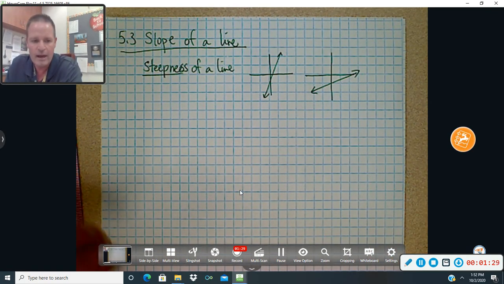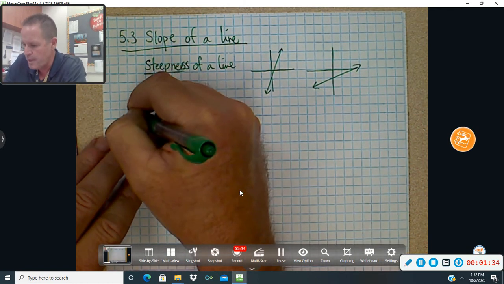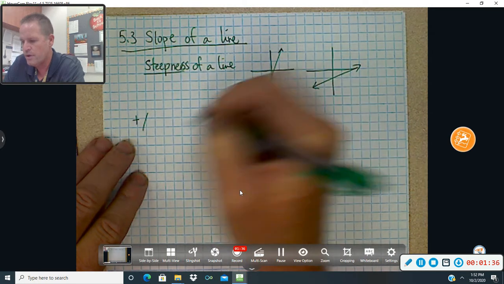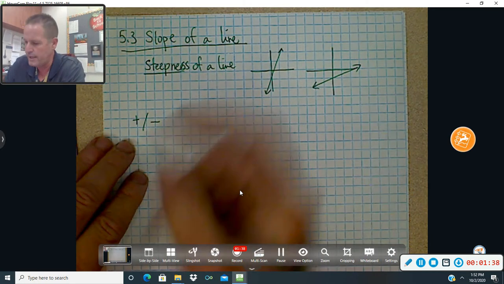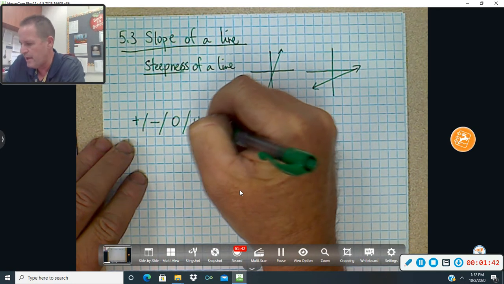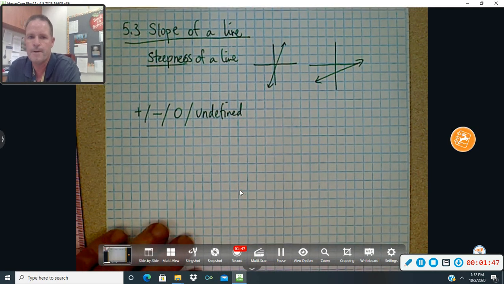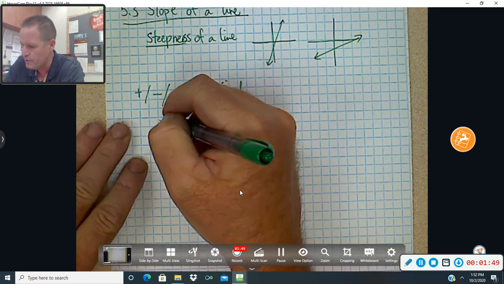All right. Now, we need to know that there's different types of slopes. So there's going to be positive slope lines. There's going to be negative slope lines. There's going to be zero slope lines. And there's going to be undefined slopes. Okay? How do I know what each of those looks like?